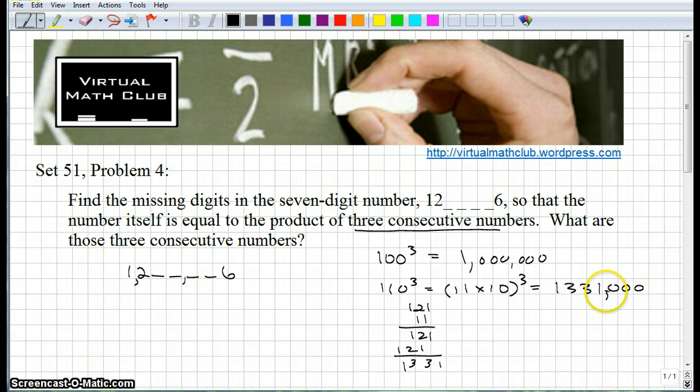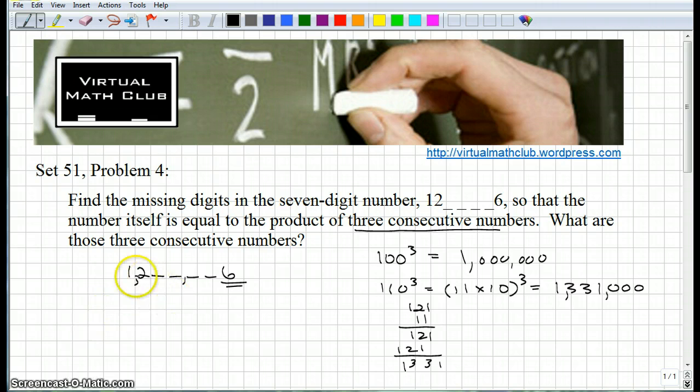So 110 cubed is too big, and 100 cubed is too small. So our 3 consecutive numbers are probably somewhere between 100 and 110. That narrows it down. The other thing we're given is the units digit, which is a key piece of information.